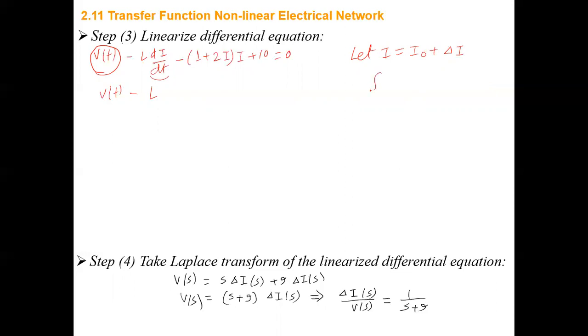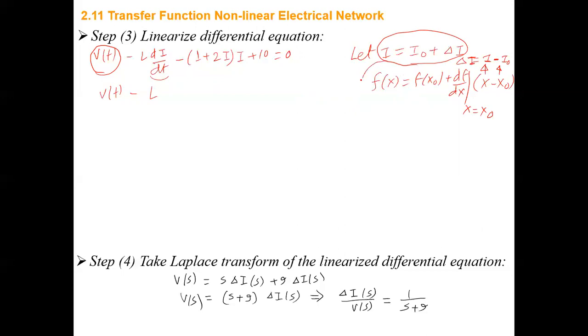Because remember, in your Taylor expansion, f(x0) plus the slope df over dx calculated at x0, then x minus x0, remember? In this case, x is I and x0 is I0. So I call I minus I0 equals delta x, delta I. So how do you get I from here? Your I is delta I plus I0. That's what I did here, I just did the Taylor thing.